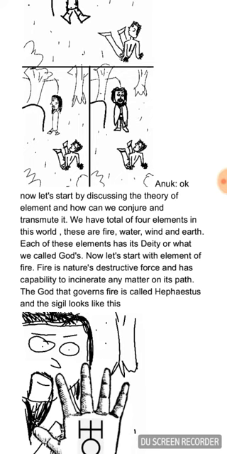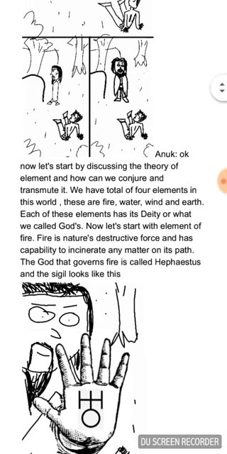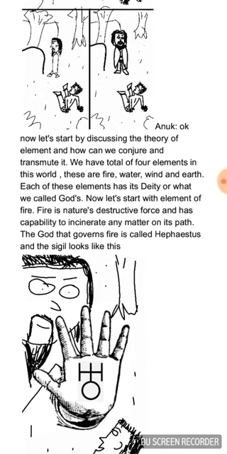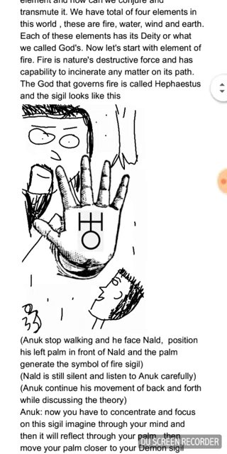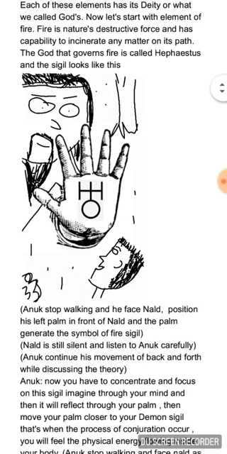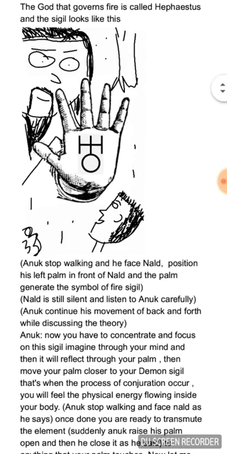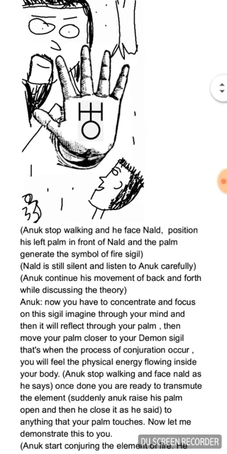Now let's start with the element of fire. Fire is nature's destructive force and has the capability to incinerate any matter in its path. The god that governs fire is called Hephaestus, and the sigil looks like this. Anak stopped walking and he faced Nald. He positioned his left palm in front of Nald, and the palm generated the symbol of the fire sigil. Nald is still silent and listened to Anak carefully.